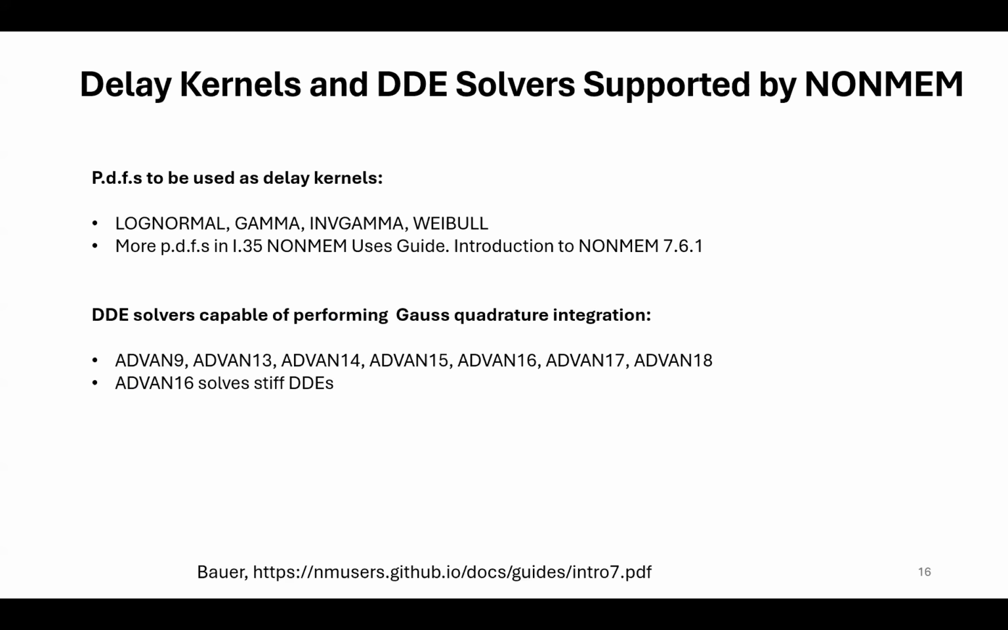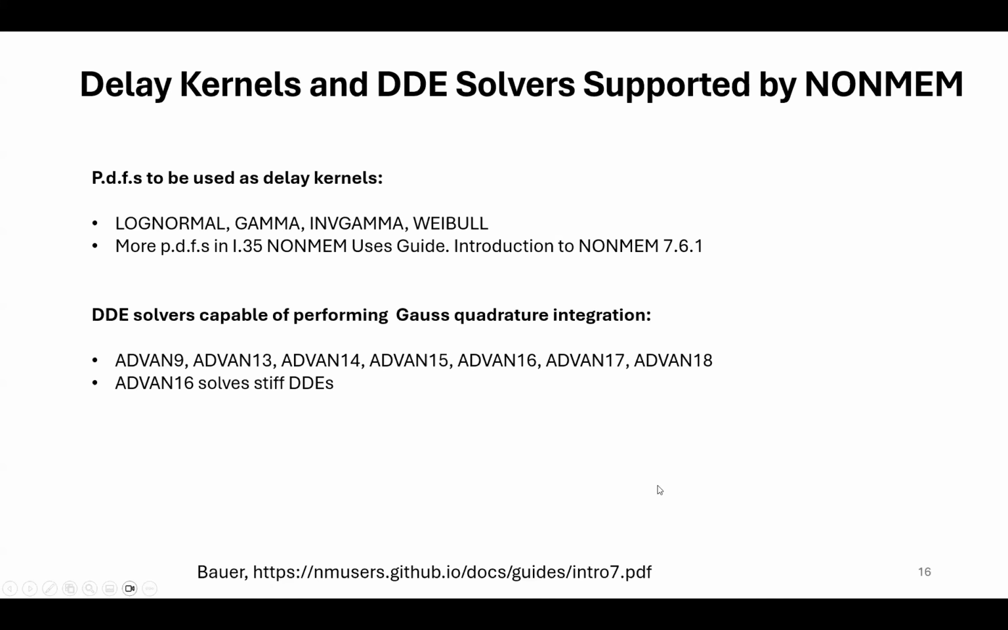One is about the selection of the delay kernels in NONMEM. So pretty much gamma, Weibull distributions are there, log normal distribution, inverse gamma, but there are some other probability density functions that, at least in theory, can be implemented in these distributed delay models. I have no experience with those. But then you can go to this NONMEM user guides that I provide the link to, and then you can read in this section I-35 about them.